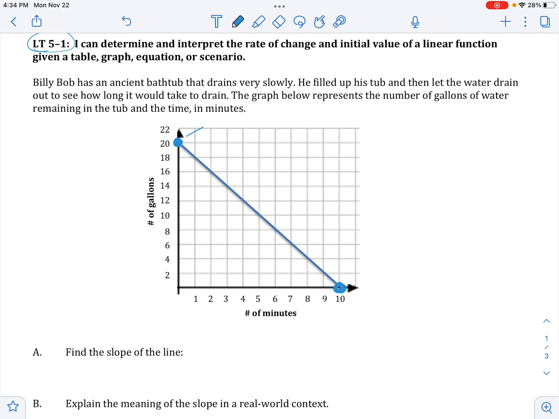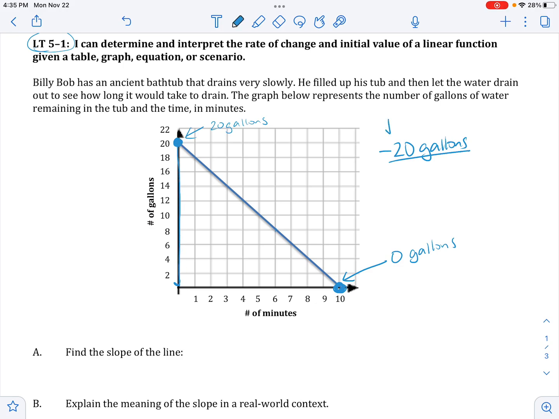At this point in time, there are 20 gallons in the pool or bathtub, whatever this is. And at that point on the dot, it has 0 gallons. So what just happened is we lost 20 gallons. And notice a lot of kids will do down 1, 2, 3, 4, 5, 6, 7, 8, 9, 10. And yes, it did go down 10 blocks, but each block is worth 2 gallons. So I really want to pay attention to the numbers here. So I lost 20 gallons.